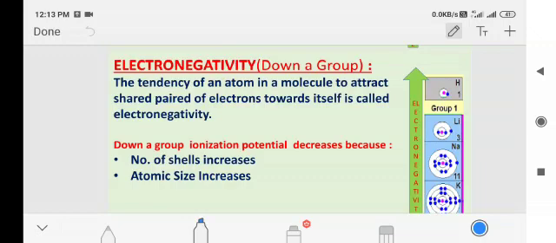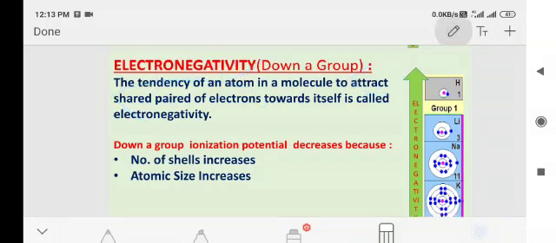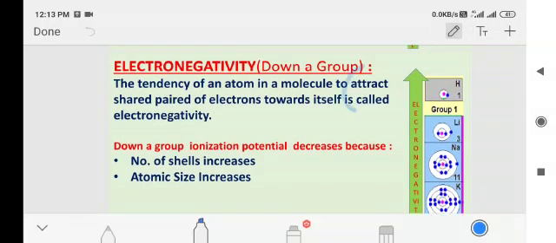The definition of electronegativity I have already discussed under the topic of periodic properties. Once again, I will tell you the definition. It is the tendency of an atom in a molecule to attract the shared pair of electrons towards itself, and that is called electronegativity. It is the tendency of an atom to attract, this is the main word, focus here, to attract the shared pair of electrons towards itself. अपनी ओर shared pair of electrons को खींचता है, वो tendency को हम लोग electronegativity कहते हैं. Mostly non-metallic elements attract a shared pair of electrons towards itself.